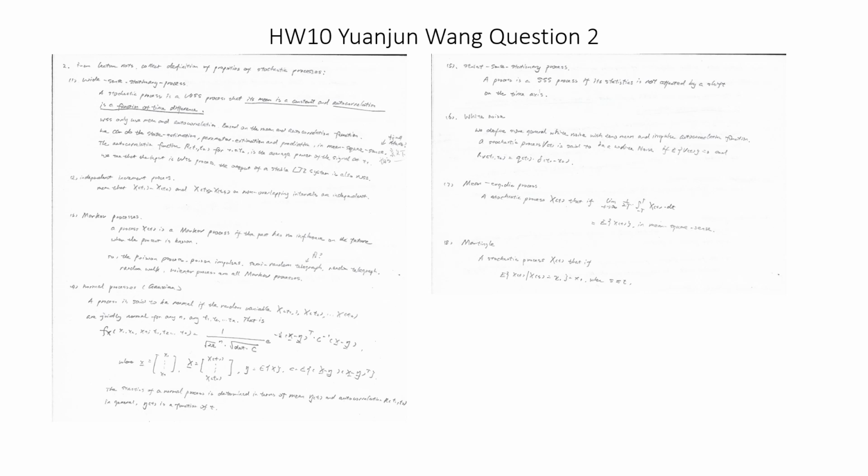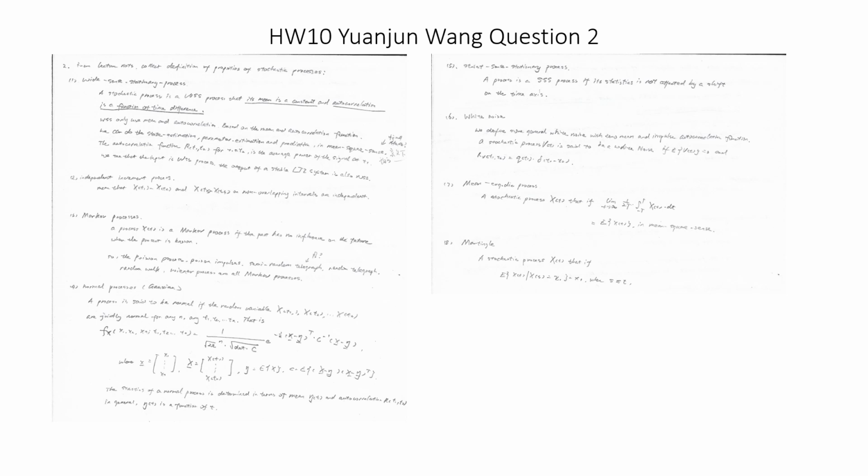So the WSS only uses the mean and the autocorrelation. Based on the expected value, which is the mean, and the autocorrelation function, we can do state estimation, parameter estimation, and prediction in the mean square sense. We know the autocorrelation function R(t1, t2) for t1 equals t2 is just the average power of the signal at t1.